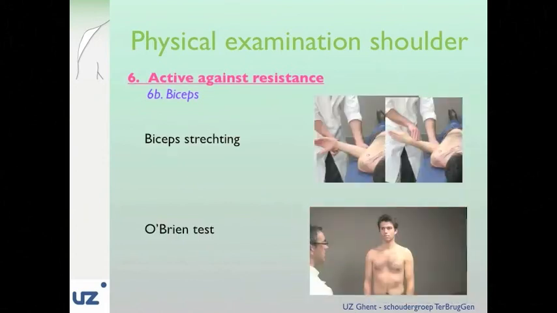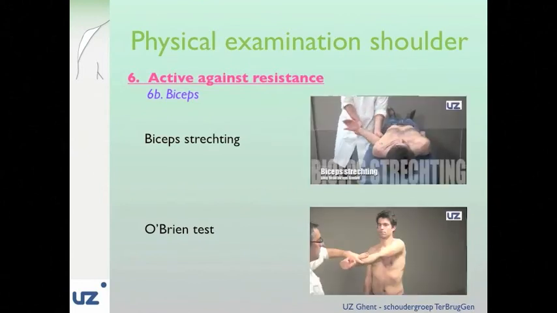The next tests are focusing on the stretching of the biceps, in pronation and supination. First of all, the biceps stretching test. When during passive external rotation there is less pain in supination than in pronation, the test is called positive.